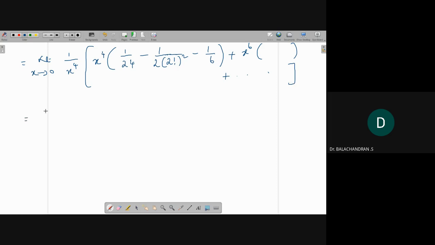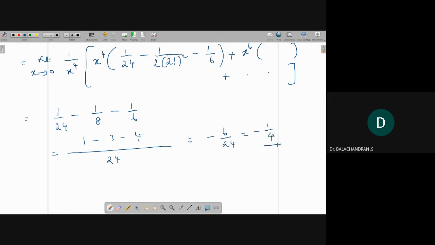So this is equal to, now you should take x power 4 commonly, cancel it out, and then allow x tends to 0. You will get 1 by 24 minus 4 into 2, 8 minus 1 by 6. Which is equal to, if you take 24 as LCM, 1 minus 3 minus 4. So we'll get minus 6 by 24. So we'll get minus 1 by 4. So this is the final answer.